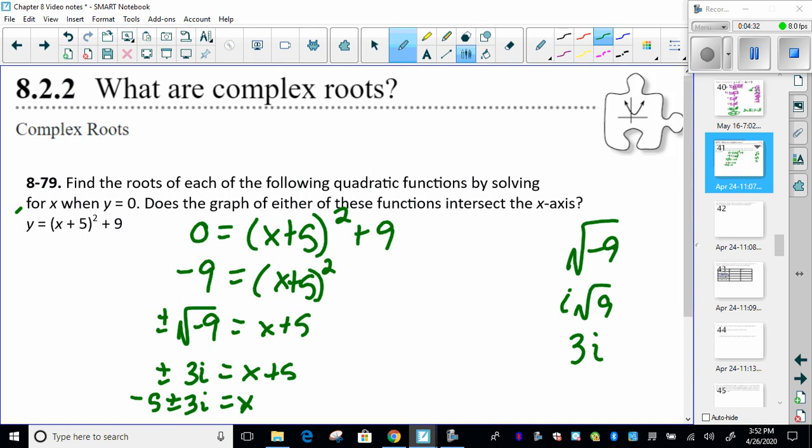If I would have expanded it out, I would have gotten a quadratic, and then would have had to do the quadratic formula. Then I would have had to simplify down that radical. When it's in this form, when it's in graphing form, this is much easier to solve. So those are my two roots.